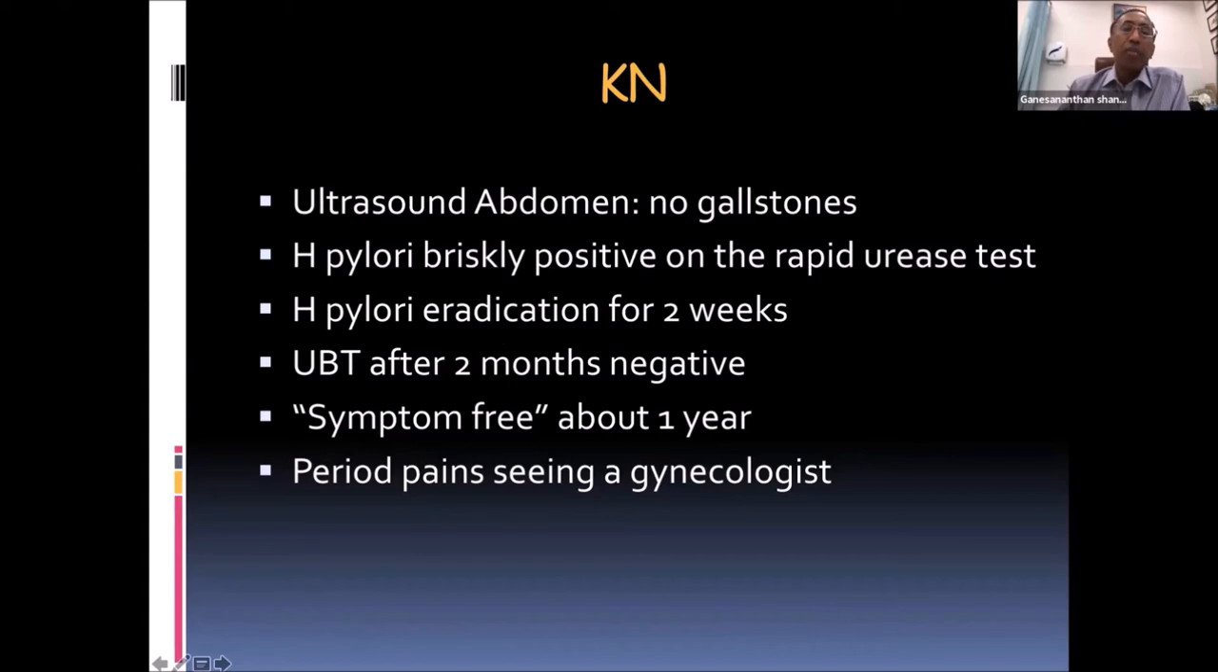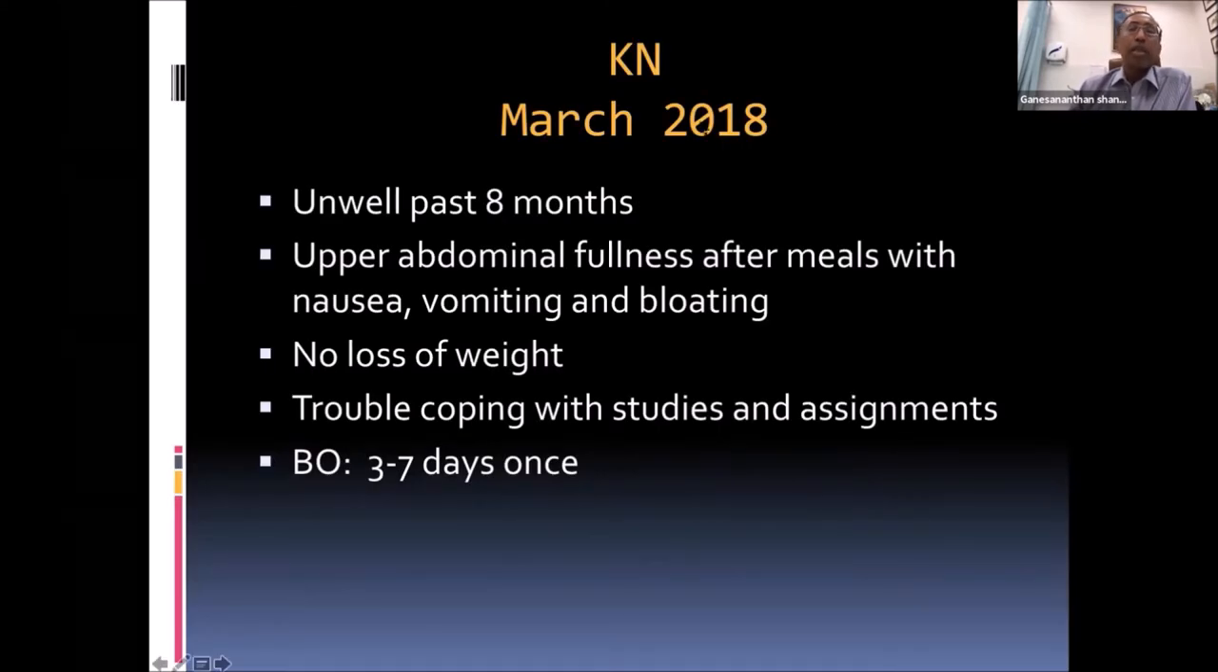She went for Helicobacter pylori eradication for 2 weeks. She went for the HP7, as the utility of pantoprazole, clarithromycin, and amoxicillin. She tolerated it very well. The urea breath test after 2 months was negative, and she'd been symptom-free for 1 year. Occasionally, she sees a gynecologist for period pain, otherwise she's fairly well.